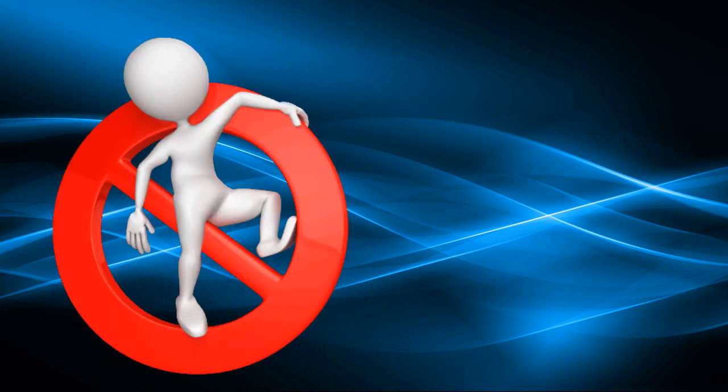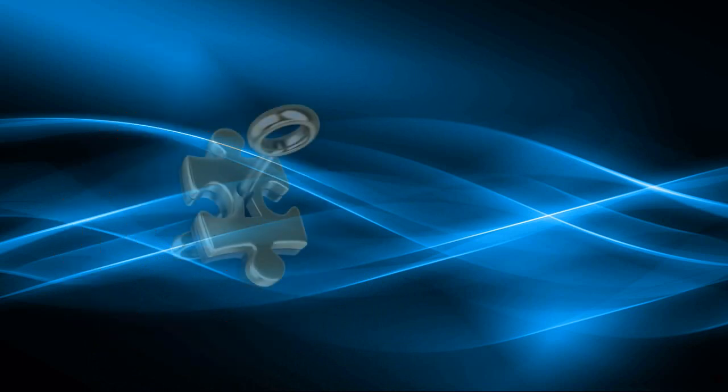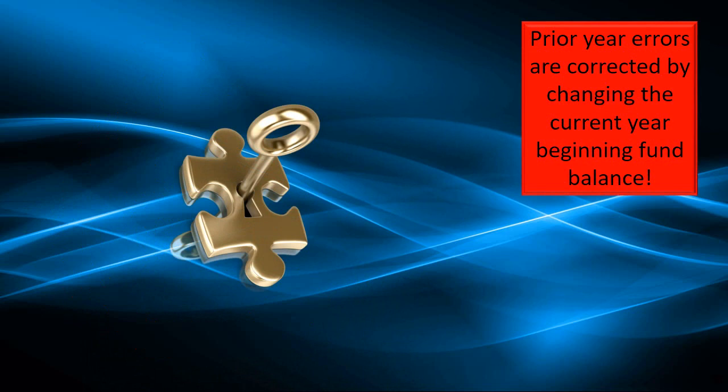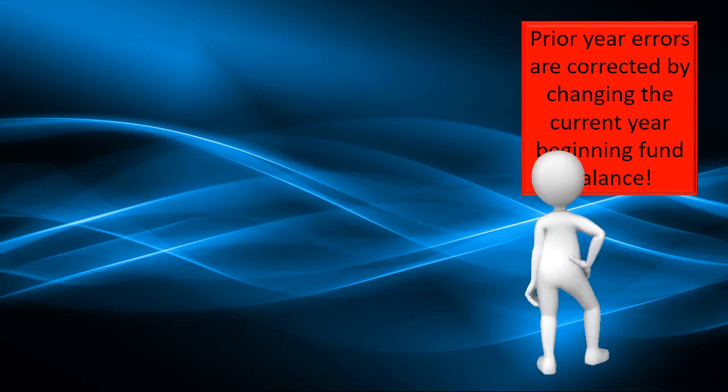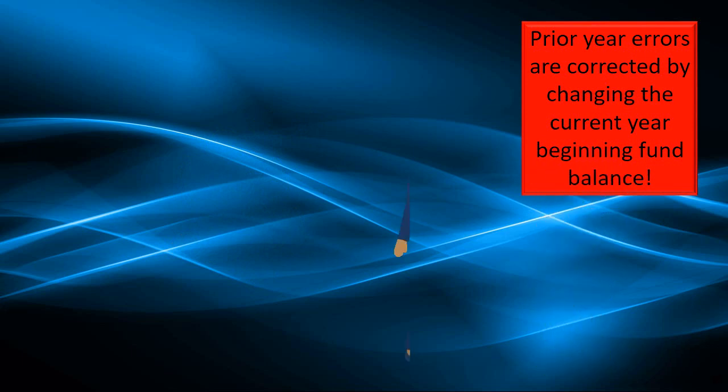The first thing we need to clear up is you cannot go back into the prior year and reallocate that receipt. It can't be done. When you close a prior year, it's locked down and you can't get back into it. Prior year errors are corrected by changing the current year beginning fund balance. I know that creates some questions in your mind about how you're going to do that. Let me take you into the UAN software and show you how to post audit adjustments.